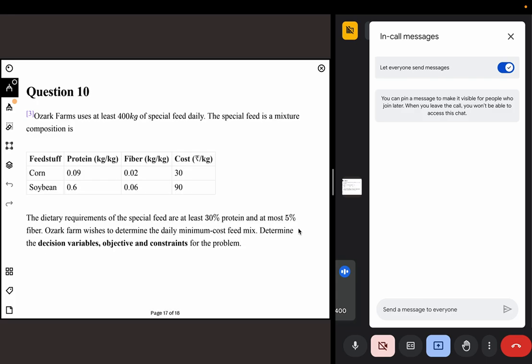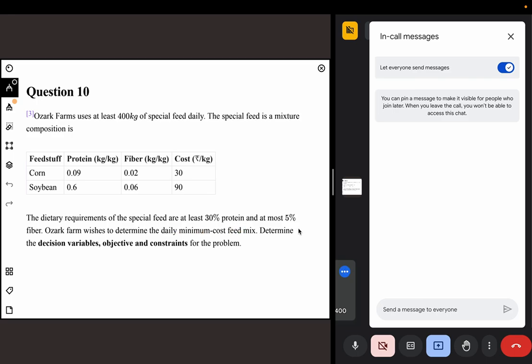There is one last problem again. This is also on similar lines. So if the previous two problems are clear, I think I can directly write the matrix equation here. I won't need much explanation. So here we have two different feedstuffs, corn and soybean. These are the different protein contents in them, and this is the cost associated with it. The objective is to determine the minimum cost feed.